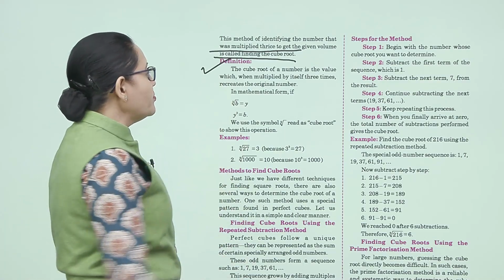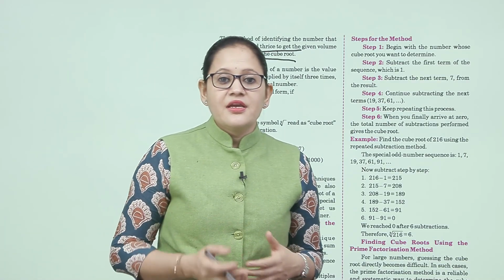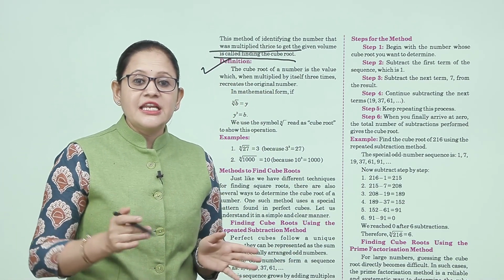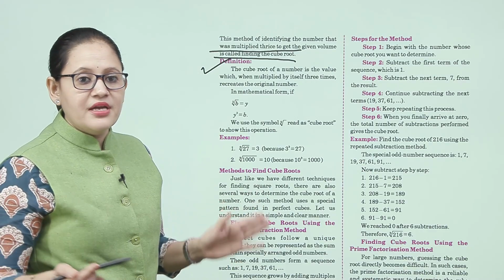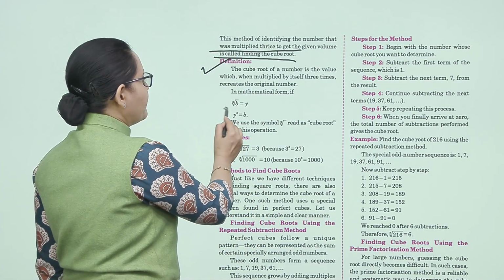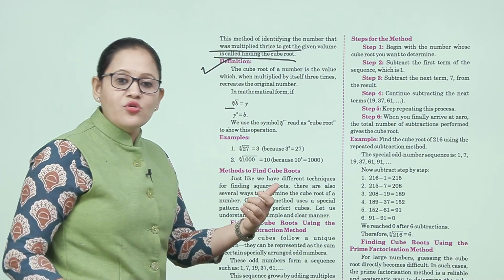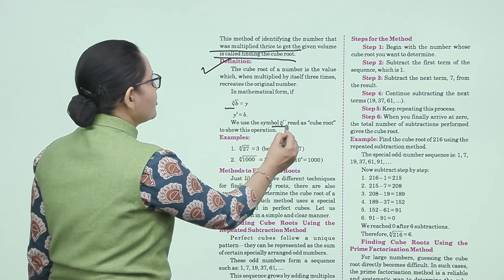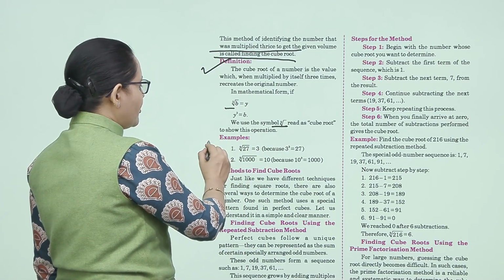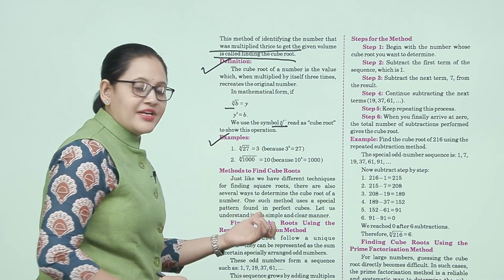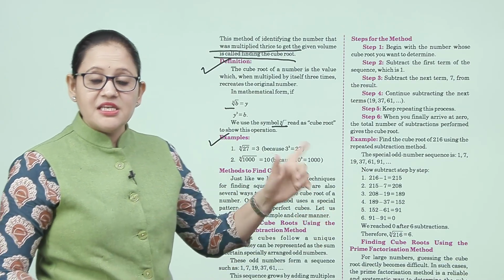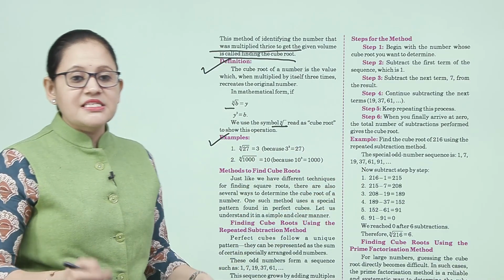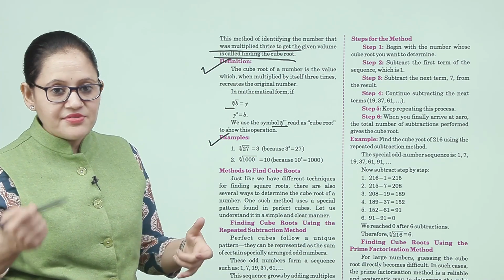Now, the definition. The cube root of a number is the value which, when multiplied by itself 3 times, recreates the original number. In mathematical form, if the cube root of b is equal to y, then y cubed is equal to b. This is the symbol for the cube root, and it shows the operation. For example, the cube root of 27 is equal to 3, because 3 multiplied by 3 multiplied by 3 is equal to 27. The cube root of 1000 is 10, because 10 multiplied by 10 multiplied by 10, 3 times, we will get 1000.